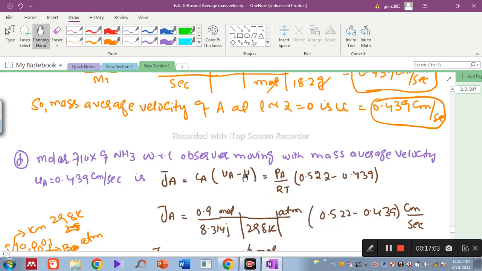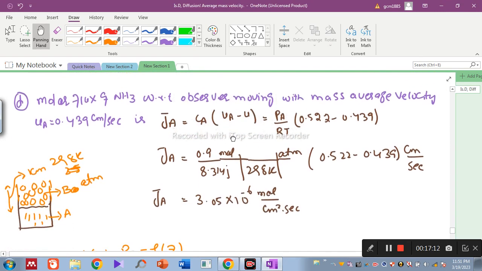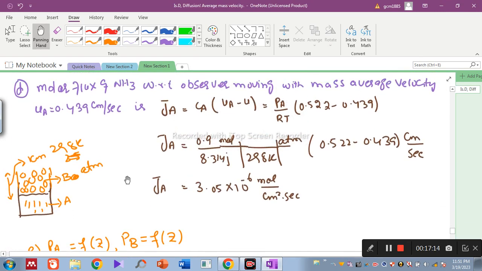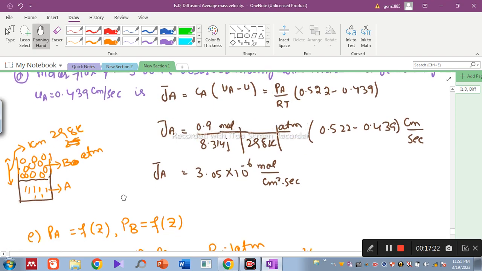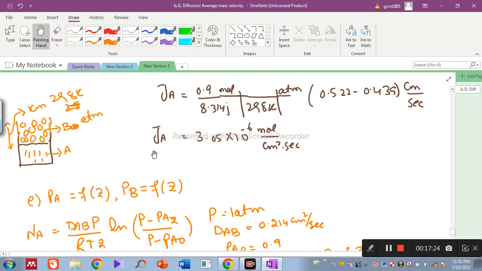is the mass average velocity U, which is 0.439 centimeter per second. Now putting the values, we will obtain the molar flux of ammonia with respect to the observer moving with mass average velocity. Now this is component A, this is component B, this is the temperature and pressure, we have already discussed this. So the molar flux of ammonia with respect to the observer moving with the mass average velocity will be equal to 3.05 multiplied by 10 raised to the power minus 6 mole per centimeter square into second.